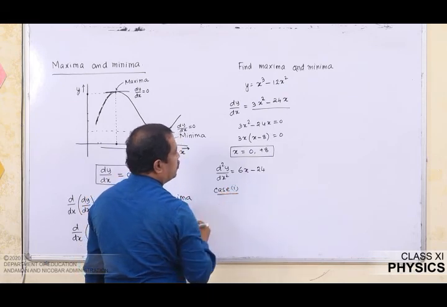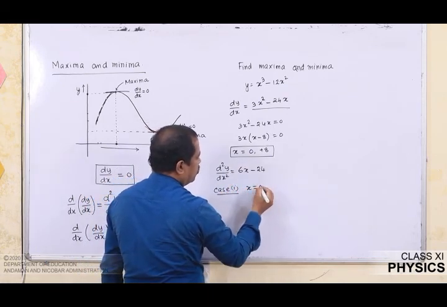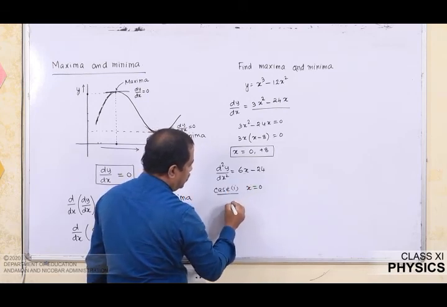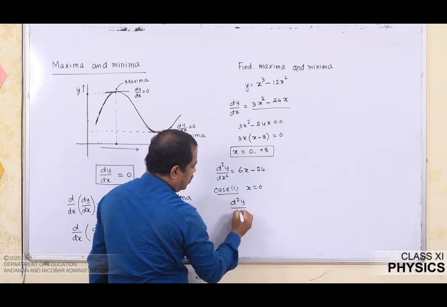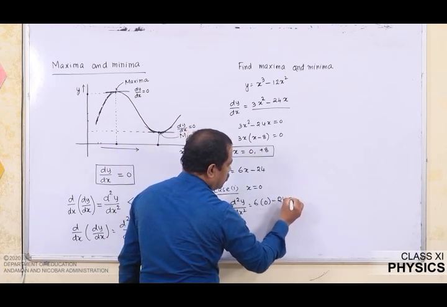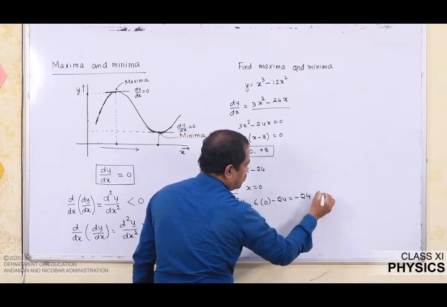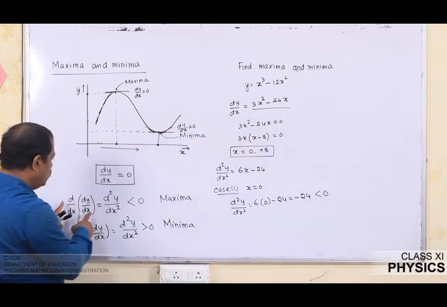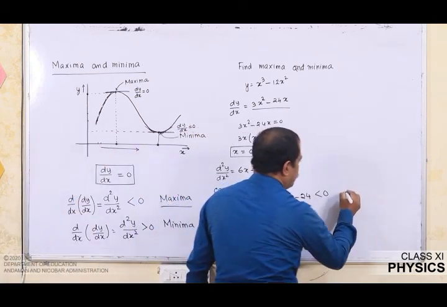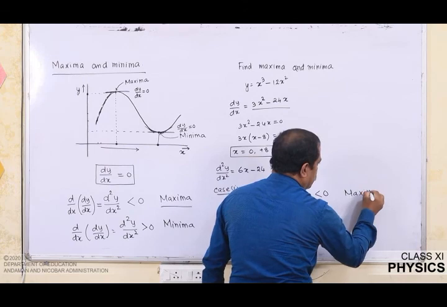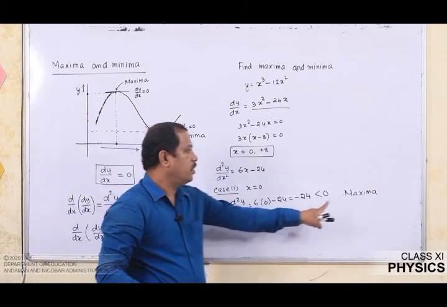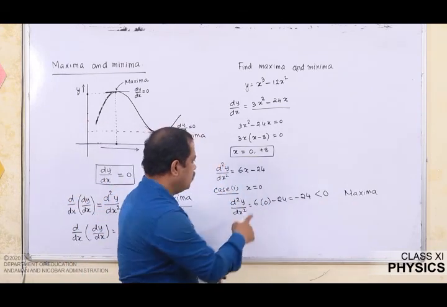In case 1, I am going to substitute the value of x as 0 in this one, and I check. So 6 times 0 is 0. So I get d2y over dx square is equal to 6 times 0 minus 24, which is equal to minus 24, and I see which is less than 0. I set the condition when d2y over dx square is less than 0, that means this is maxima. That means if you graph the function, then you are going to have the maximum value at x is equal to 0.